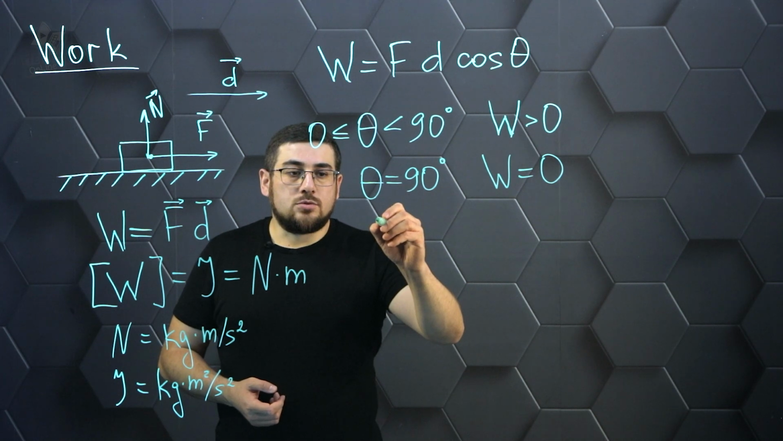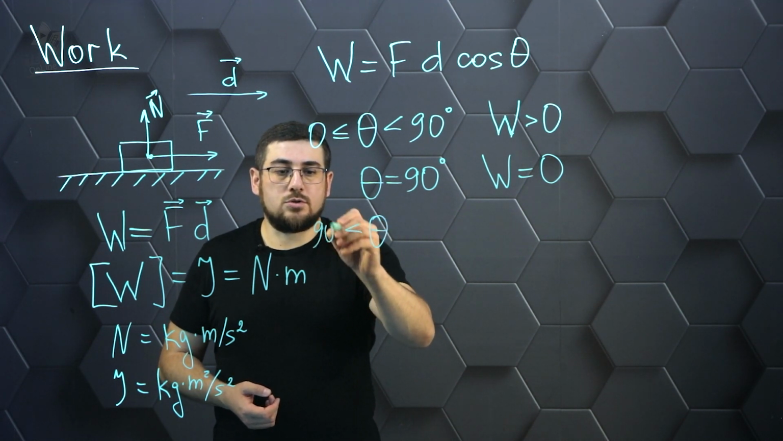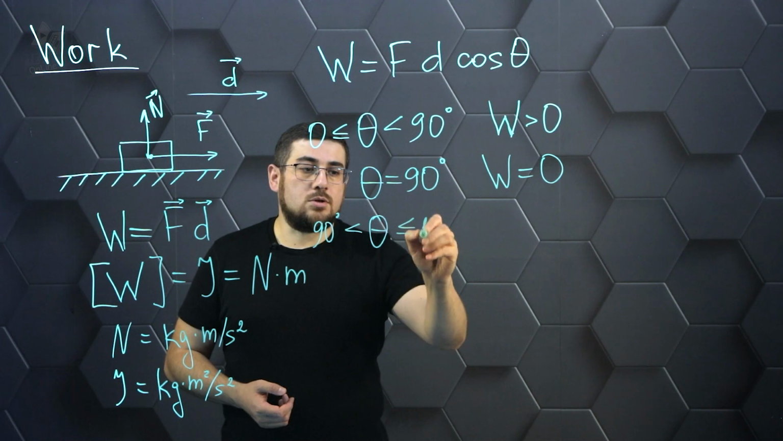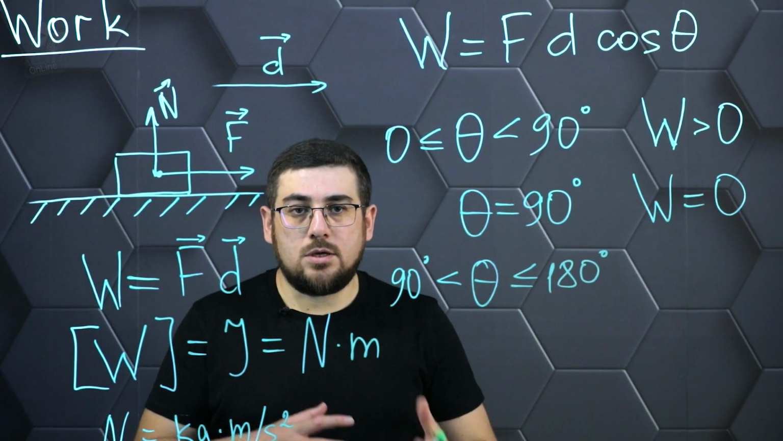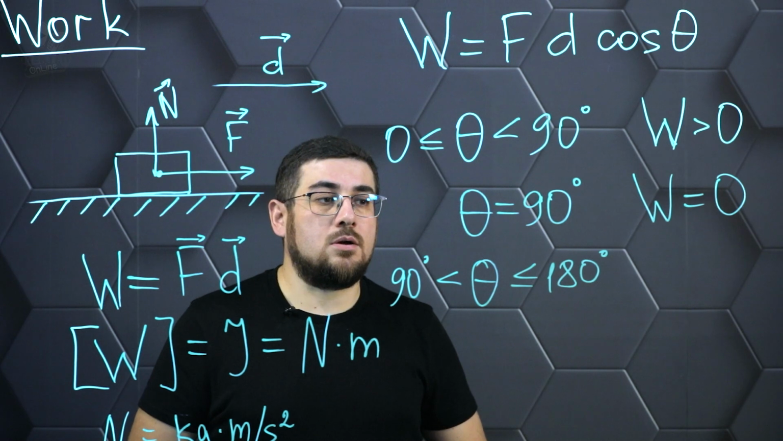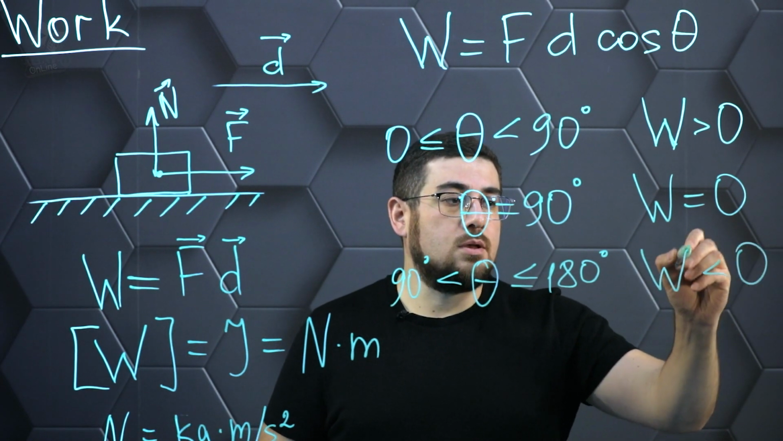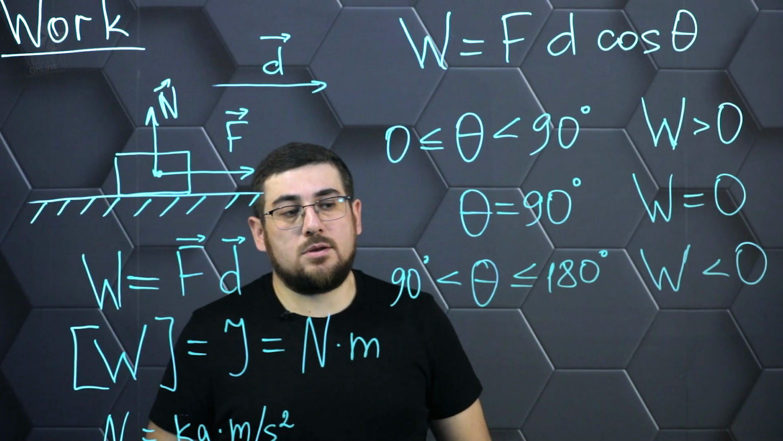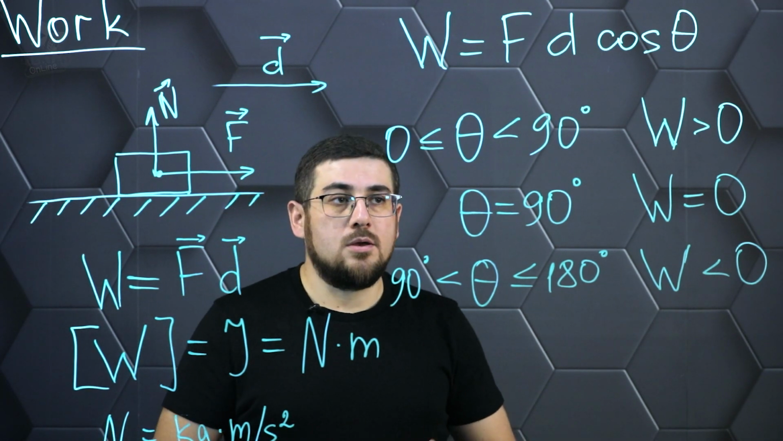And then the next case, if theta is greater than 90 degrees, and less than or equal to 180 degrees. That is, the angle between the force and the displacement is obtuse, and then we understand with you that the work will have a negative value. This can also happen, so in your answers you should look at the sign that the work has in this calculation.